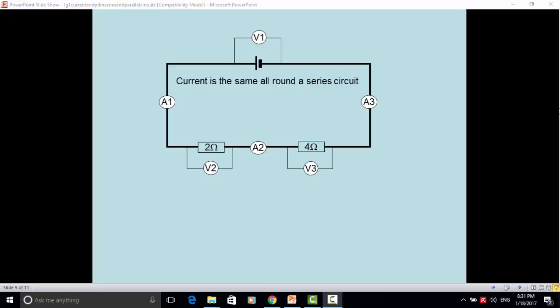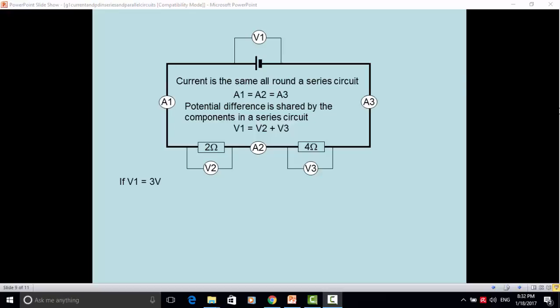The current is the same all around the series circuit. So therefore the reading of ammeter 1 will equal that of ammeter 2 and of ammeter 3. The potential difference is shared by the components in a series circuit. So voltmeter 1, the energy transferred to the charges by the cell, will equal the sum of voltmeter 2 and voltmeter 3, the energy transferred to the resistors.